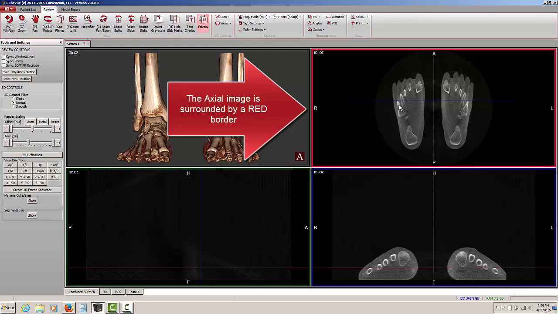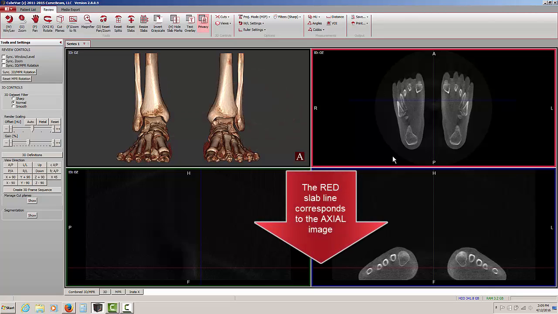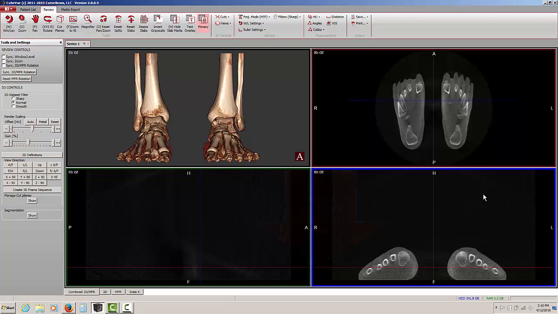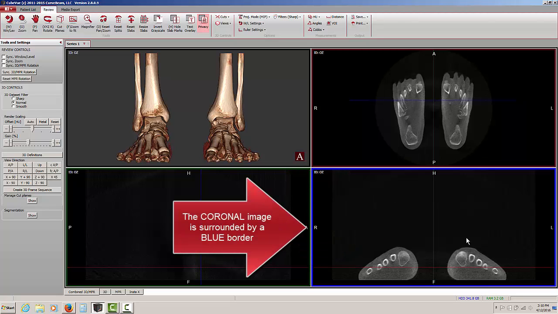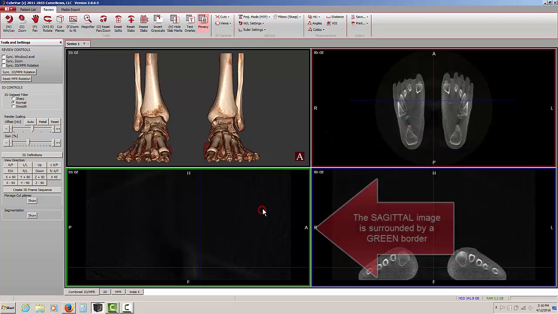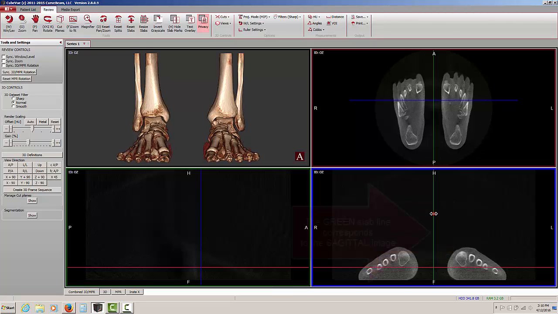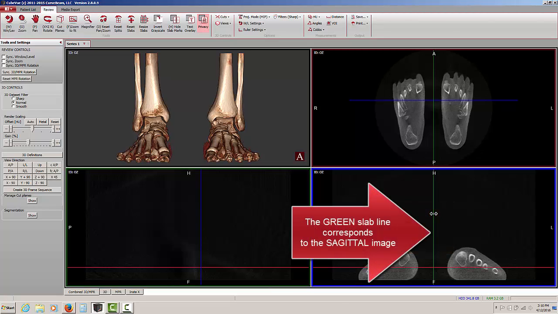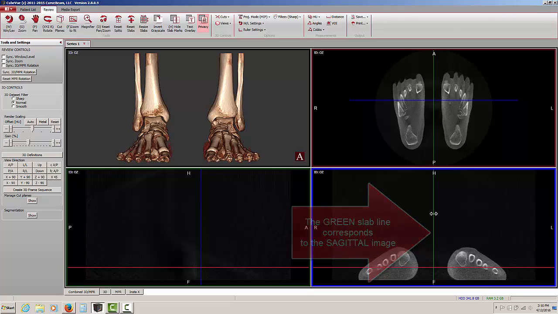Clicking on the axial image in the upper left, we see that the axial image is surrounded by a red border. That means our axial slice will be identified by a red slab line in the 3D volume. Our coronal image is surrounded by a blue border, and it will correspond to the location in 3D space of the blue slab line. The sagittal image in the lower left will correspond to the position in 3D space of the green line.